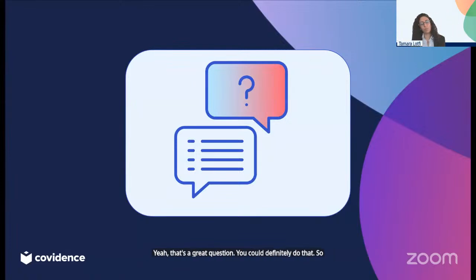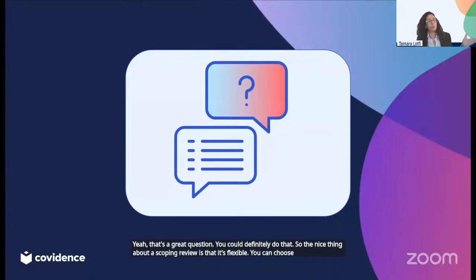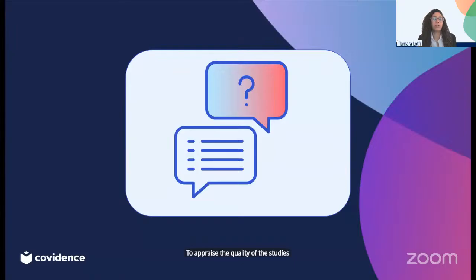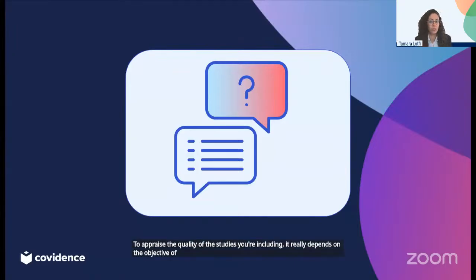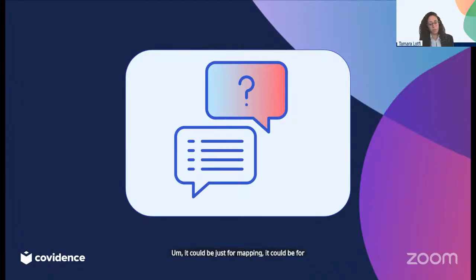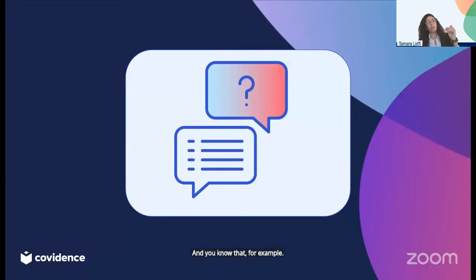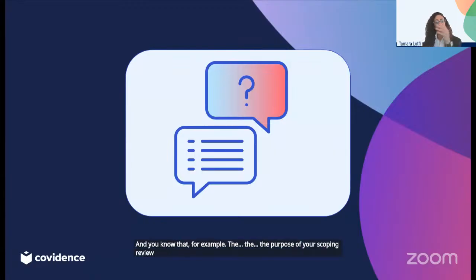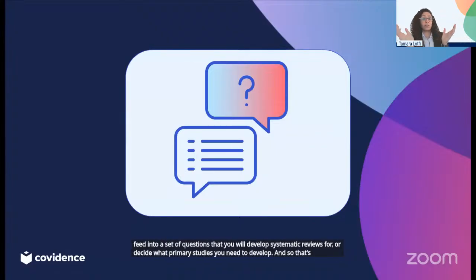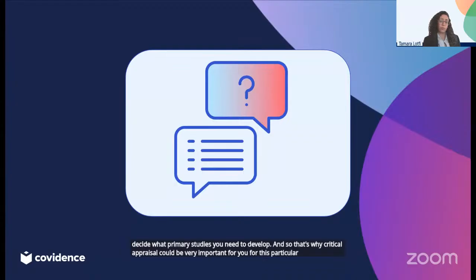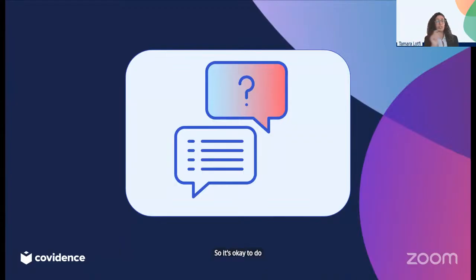So the nice thing about the scoping review is that it's flexible. You can choose to appraise the quality of the studies you're including. It really depends on the objective of the scoping review that you are developing. It could be just for mapping. It could be for informing in a specific way or a specific audience, and you have the resources to conduct appraisal. And you know that, for example, the purpose of your scoping review is to then feed into a set of questions that you will develop systematic reviews for, or decide what primary studies you need to develop. And so that's why critical appraisal could be very important for you for this particular scoping review. So it's okay to do it. It's not a requirement.